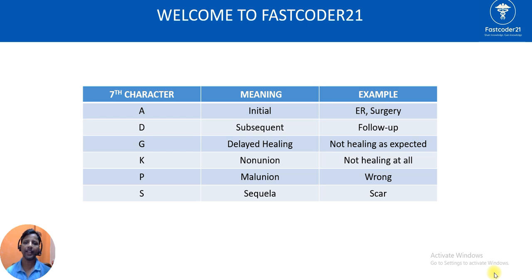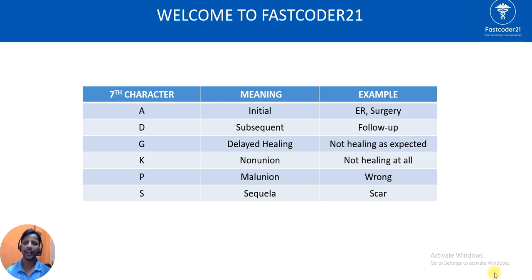So here I have created one table. The first column is related to the seventh character value. The next column is the meaning of that seventh character. And the next one is an example scenario related to that seventh character. Most of the time the common first character is A. A means basically initial encounter. So when do we use A, or initial encounter? Most of the time, if the patient came into the hospital, like ER or surgery, and the physician is treating the patient or providing the patient with active treatment, we will use initial encounter.